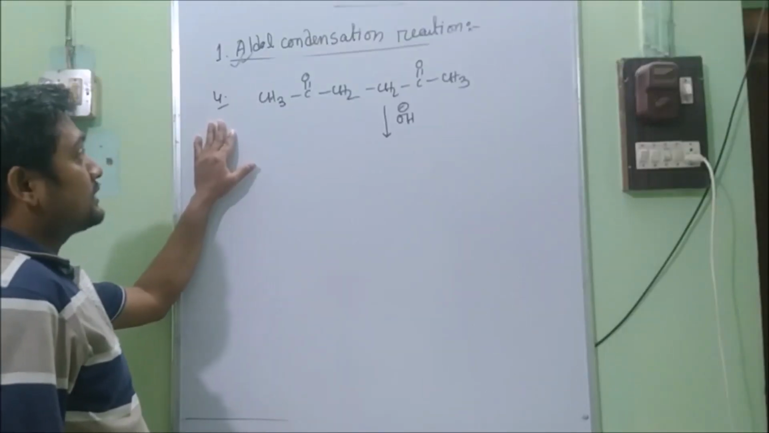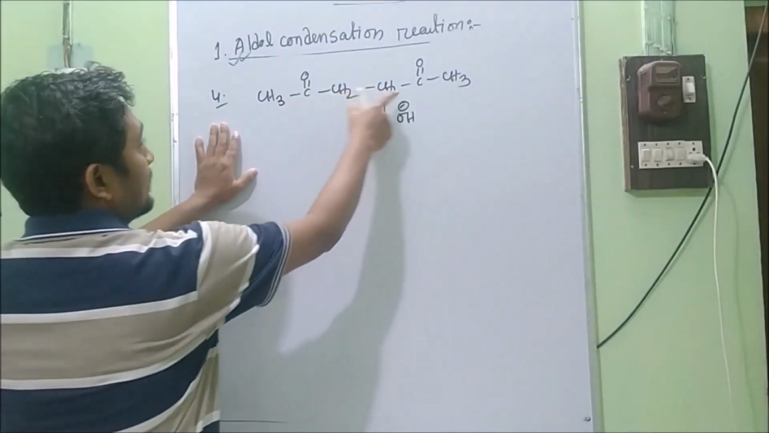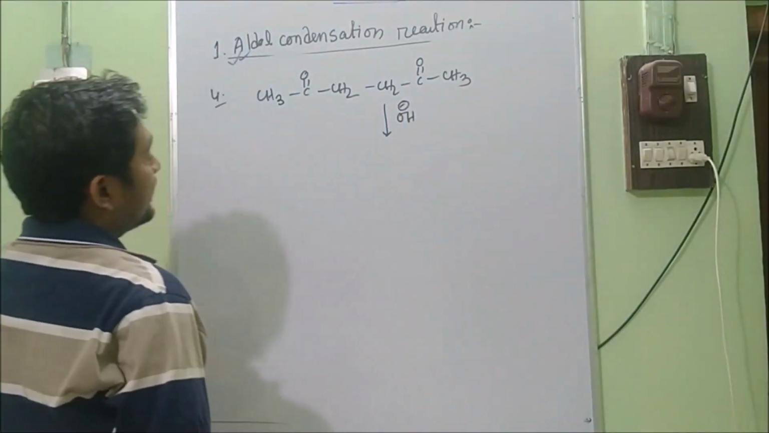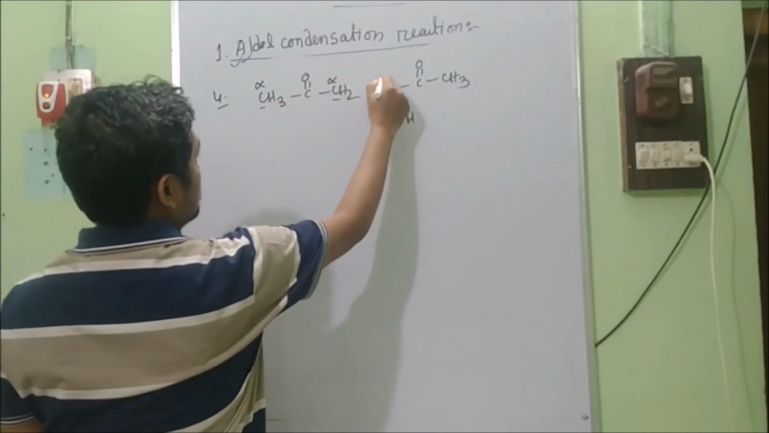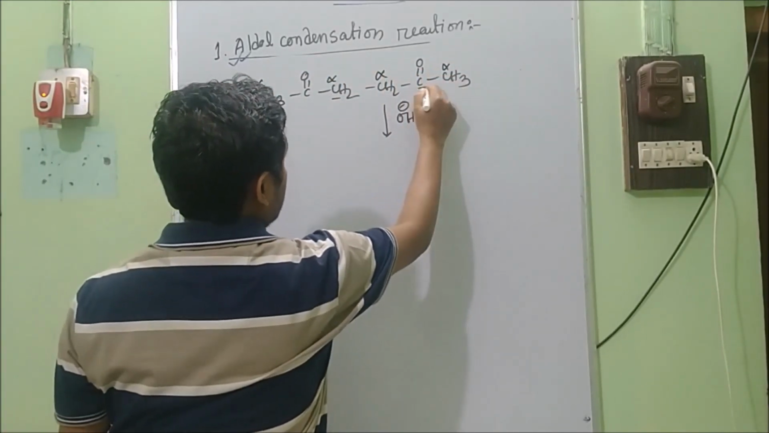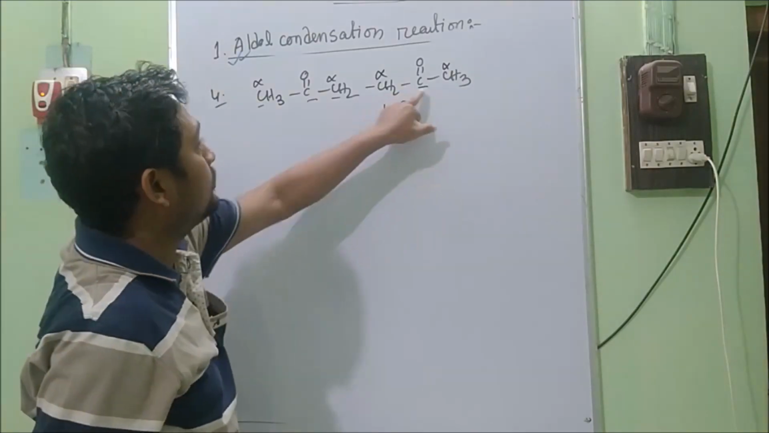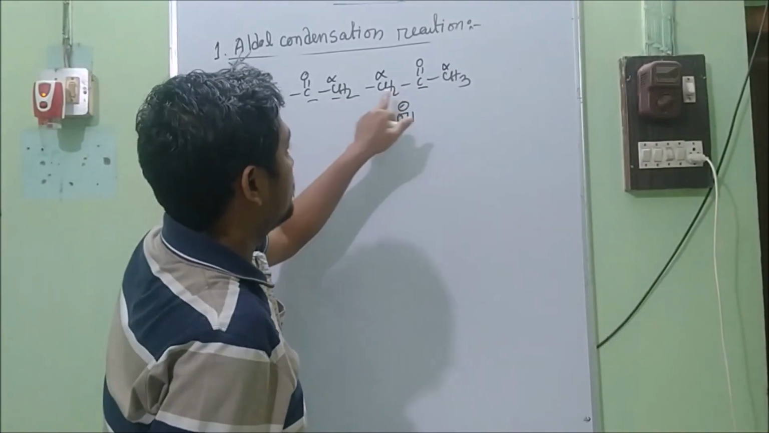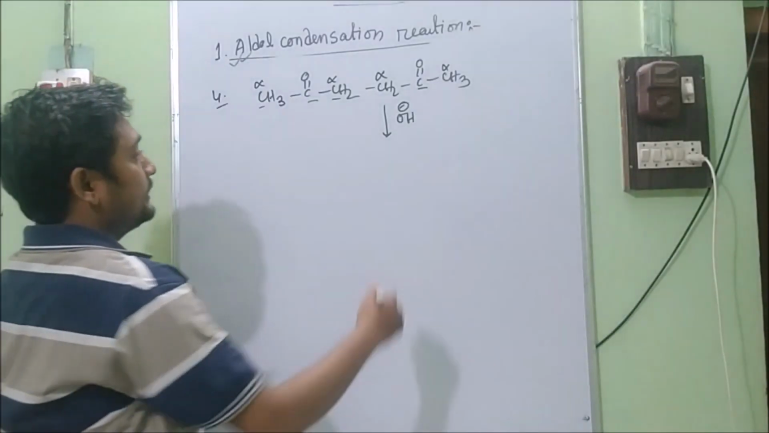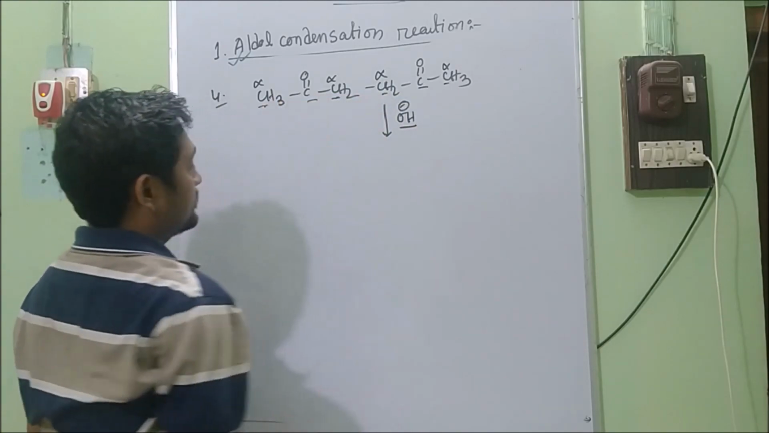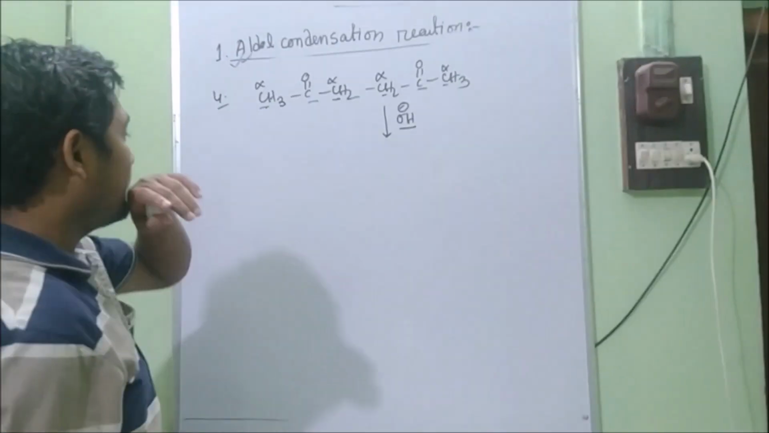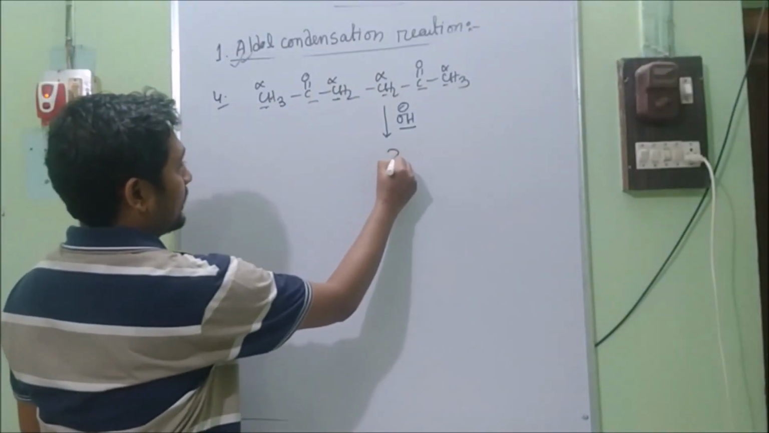This is another example. Here two carbonyl groups are there, and this is alpha hydrogen, this is alpha carbon, this is alpha carbon, this is also alpha carbon, this is also alpha carbon. With respect to this carbonyl group, all of the carbons are alpha carbons. So this OH minus can take H plus from here, here, here, here also. Now let's see what will happen. What will be the product?